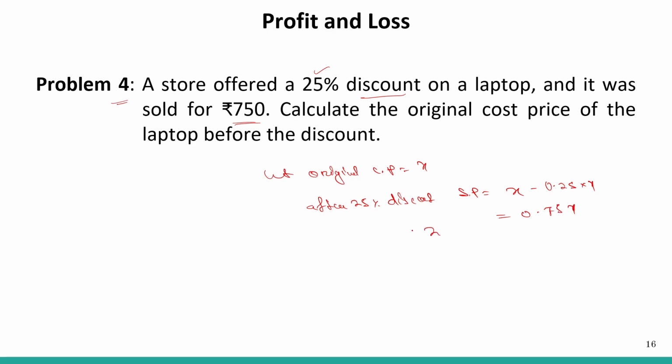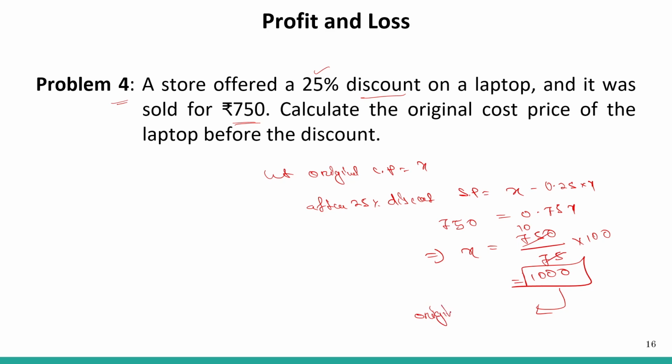So this is given to us as 750. So this implies that X is equal to 750 by 75 into 100, right? So this is 10. So this will be nothing but 1000 rupees. So the original price of the laptop is this much amount. So before the discount, its original price was 1000 rupees.